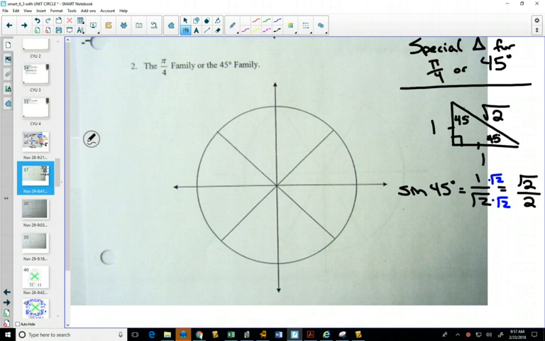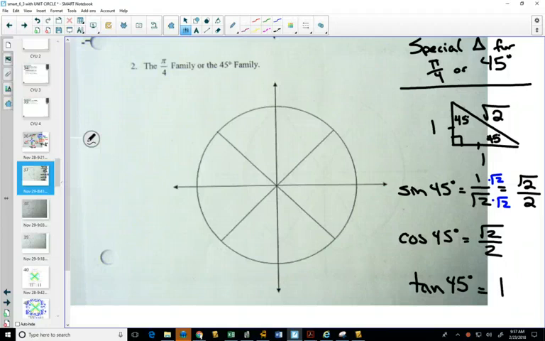What's cos of 45 degrees? It's also the same, 1 over root 2, which if you rationalize it, becomes root 2 over 2. And what's tan of 45? It's equal to 1 over 1, which is just 1. We did all of that without a calculator. Just drawing a special triangle, labeling our angles, picking an arbitrary length for the side. If you chose 2 and 2 and got square root of 8, if you reduced that to lowest terms, you would also get root 2 over 2.